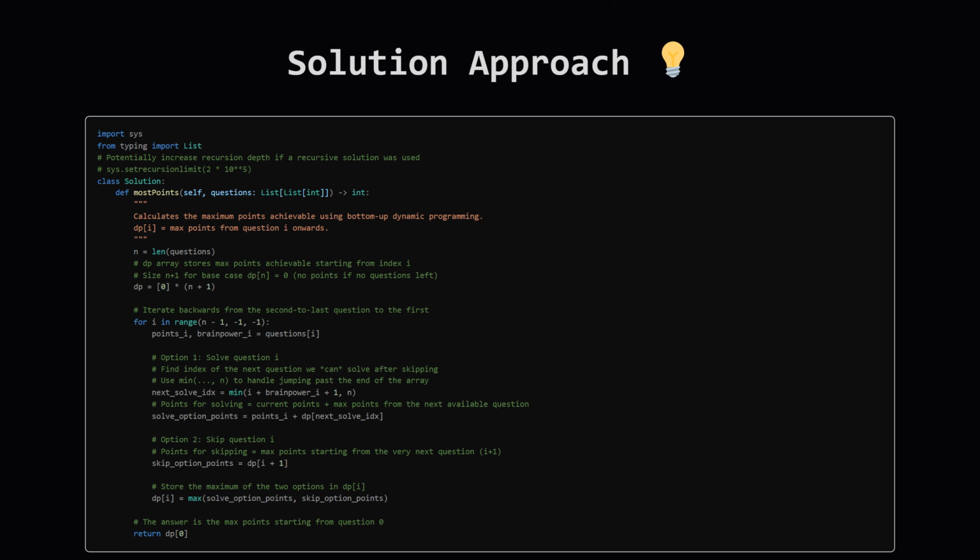We look this up in our dp array, using dp[next_solve_idx]. 2. Skip question i. The max score is simply the max score we could get starting from the next question, i plus 1, which is dp[i+1]. We take the maximum of these 2 choices for dp[i]. By working backwards, when we calculate dp[i], the values for dp[i+1] and dp[next_solve_idx] have already been computed. The final answer is dp[0], the max score starting from the beginning. This runs in O(n) time because we iterate through the questions once.